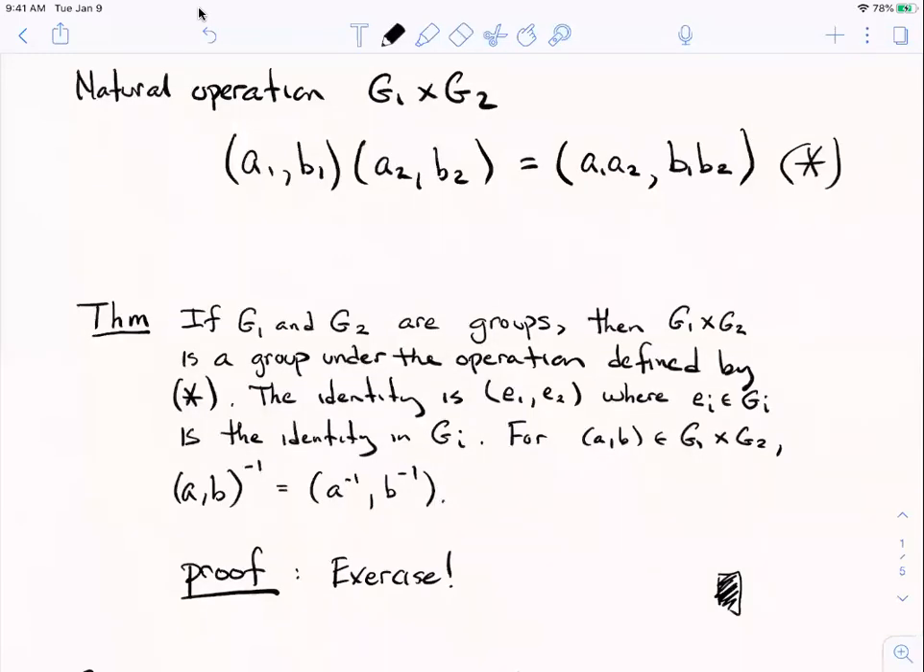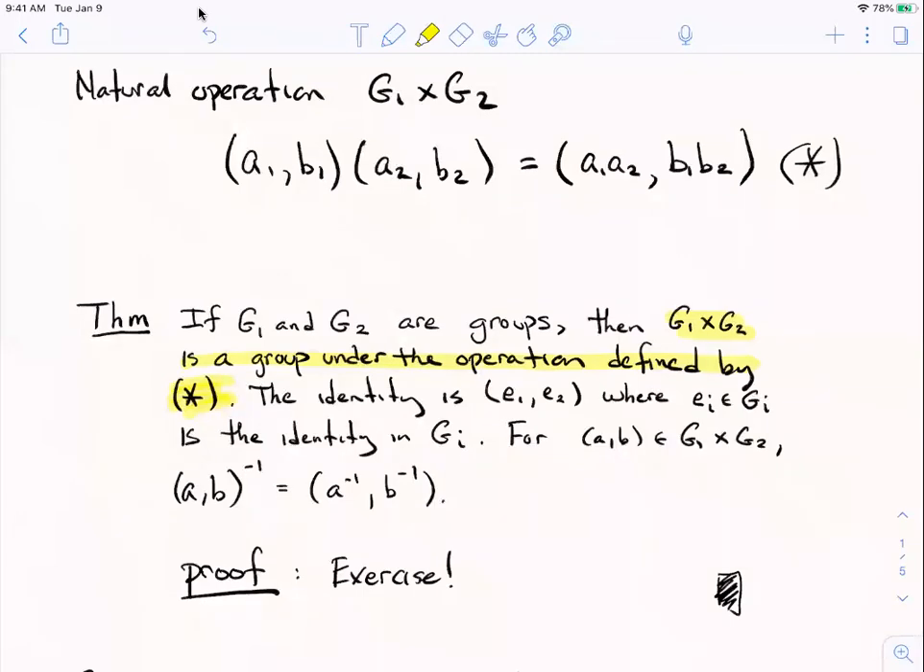So here I've stated it as a theorem. You can already see that I'm not going to prove this theorem. I'm going to leave it as an exercise to you. But what the theorem says, if you take two groups, then this Cartesian product, G1 cross G2, is also a group. So that's the main part of the theorem, that this thing is a group under the operation defined by that equation that we called star up there.